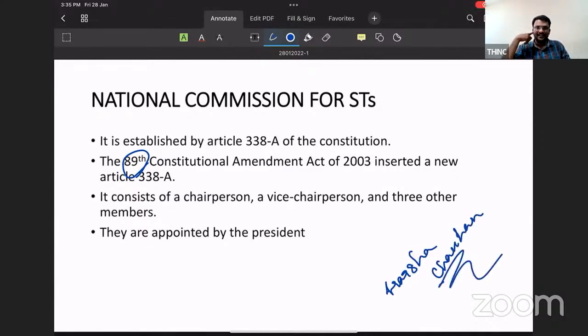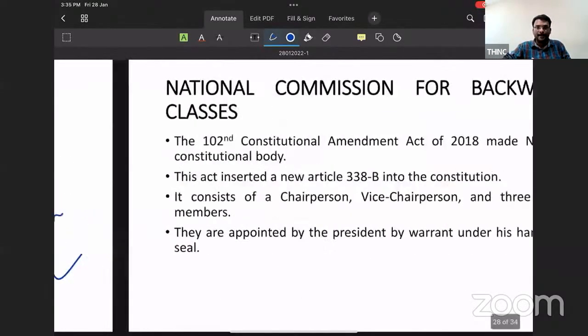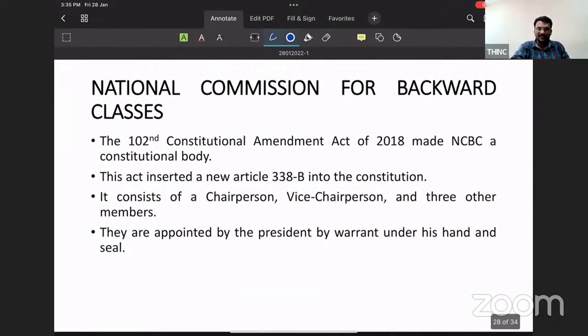So Harsh Chauhan is the current National Commission for STs chairman, and the next one is the National Commission for Backward Classes. Earlier it was under the National Commission for SCs. Now it has been taken from there under the 102nd Constitutional Amendment that happened very recently in 2018, I think, 4 years ago. NCBC, National Commission for Backward Classes: 338, 338A, and 338B we learn now. Now it is 338B. So same composition: chairperson, vice chairperson, and three other members, appointed by the President of India.